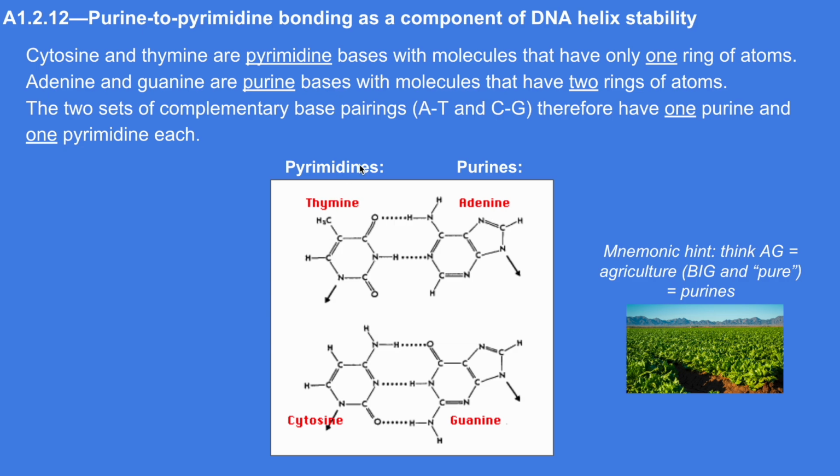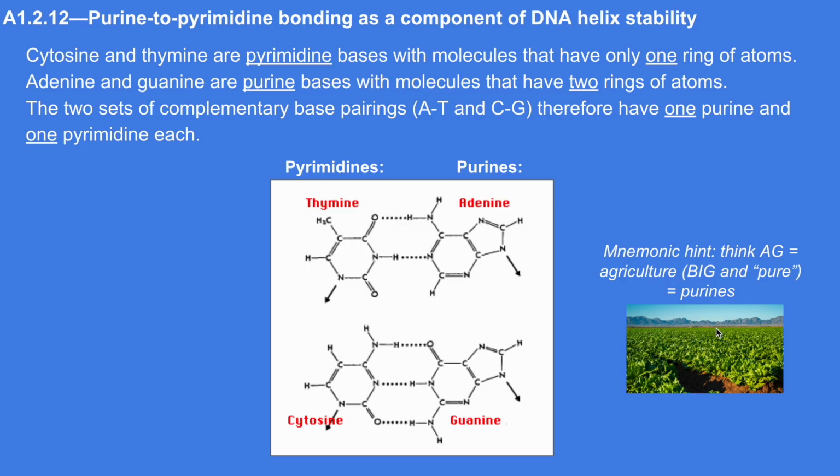And so by having a smaller pyrimidine always bond with a larger purine, that's going to give us higher stability and a consistent width throughout the entire molecule. Now, how do we remember which one is which? This one's not my best mnemonic, but maybe it'll work for you.